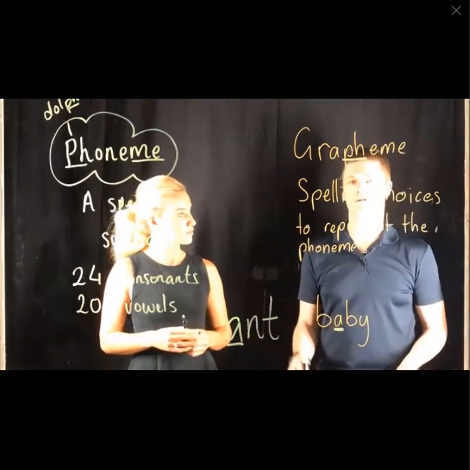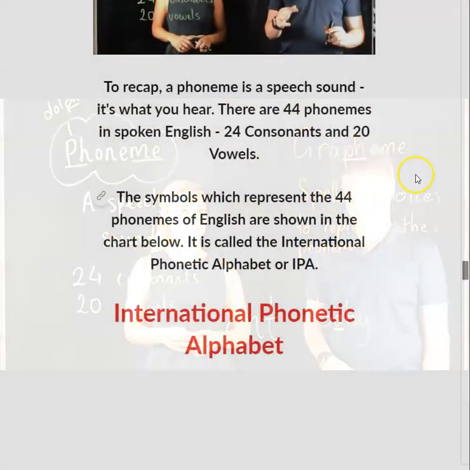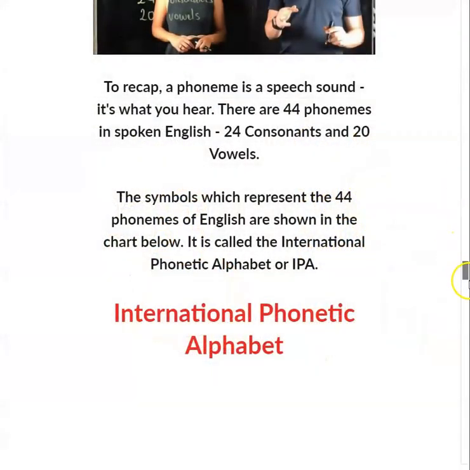It's really important that you remember and understand what a phoneme and a grapheme is. A phoneme is a speech sound. It's what you hear. And there are 44 phonemes in spoken English. 24 of these are consonants and 20 of these are vowels. The symbols which represent the 44 phonemes of English are shown in the chart below. It is called the International Phonetic Alphabet, or IPA.